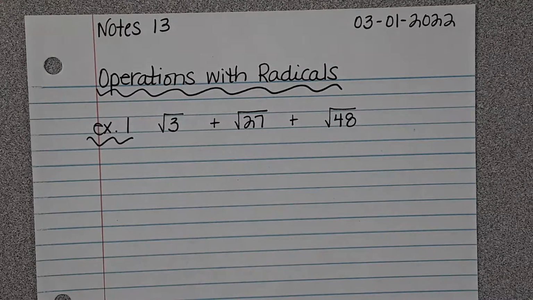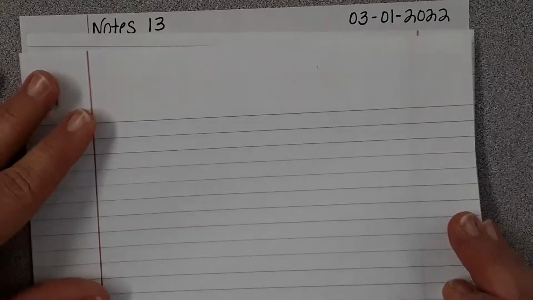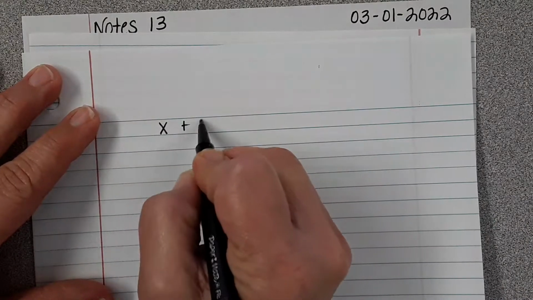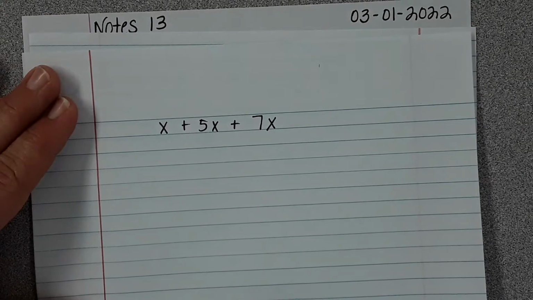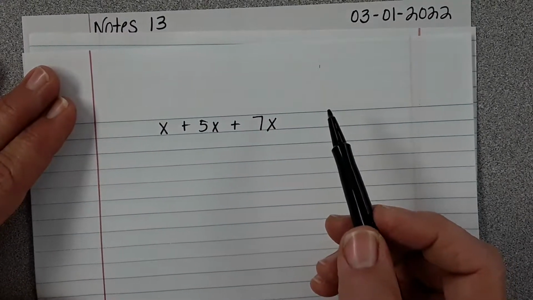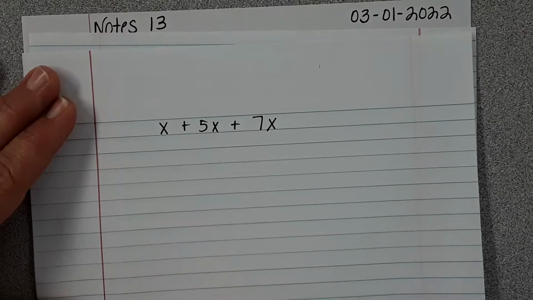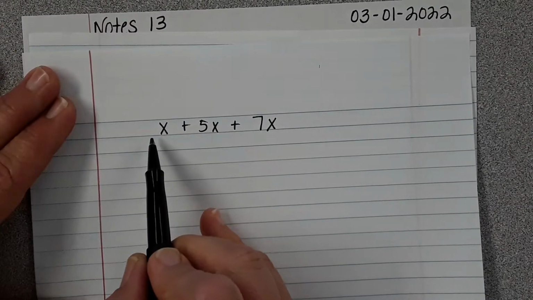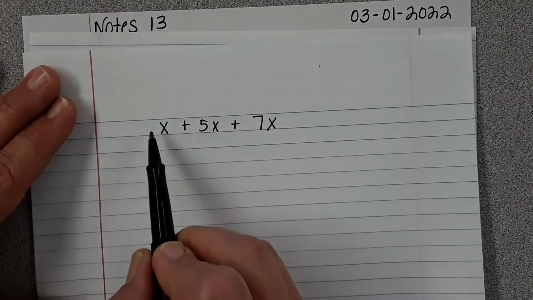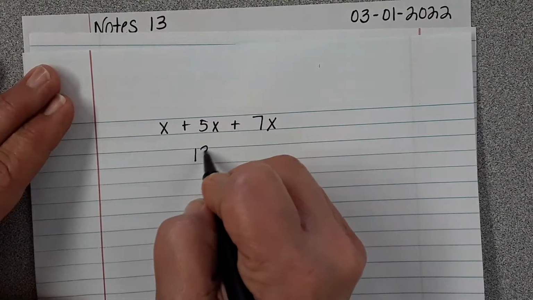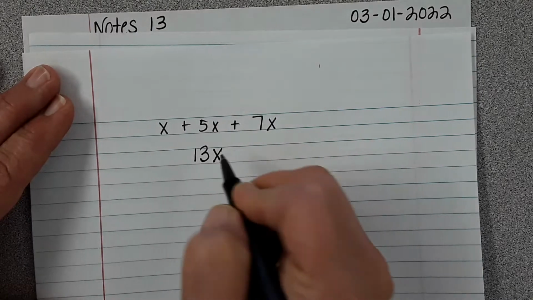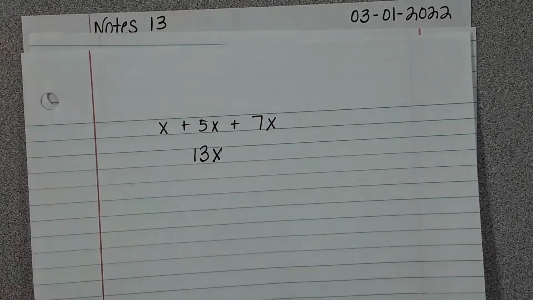Do you guys have that written down? Okay. So if I gave you x plus 5x plus 7x, could I add those all together? Why? They all have x's. Perfect. What is the number in front of this x? So 1 plus 5 is 6, plus 7. My answer would be 13x. Square roots kind of work the same way.